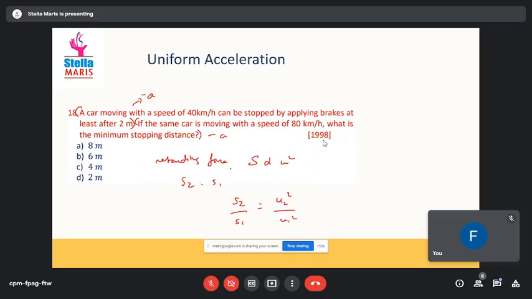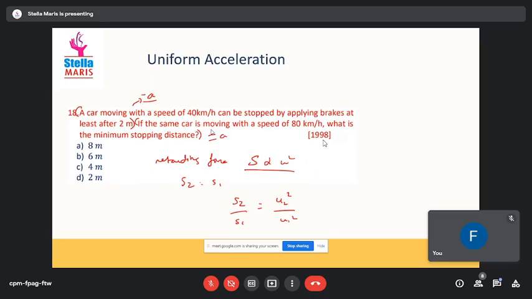For the same retarding force, you have to remember this: there is the same retarding force for these two cars. For this car there is the same negative acceleration, and for this car also the same negative acceleration. So it corresponds to the distance. The distance is proportional to the initial velocity squared. You can ask me how this has come.